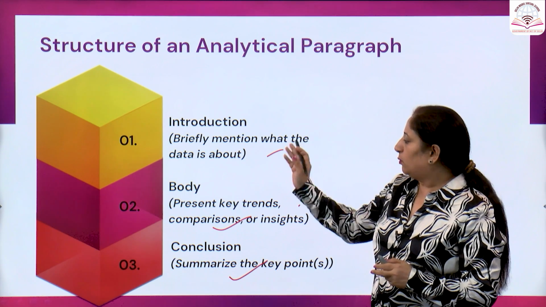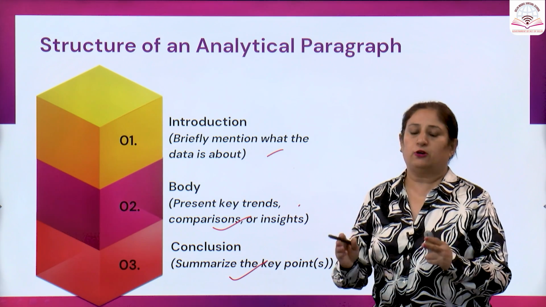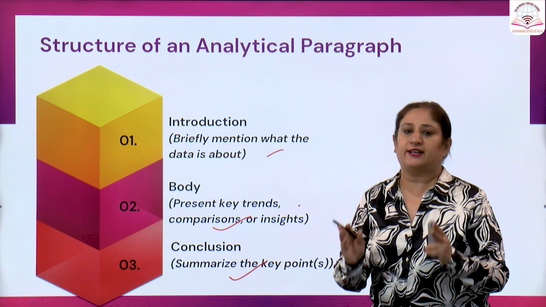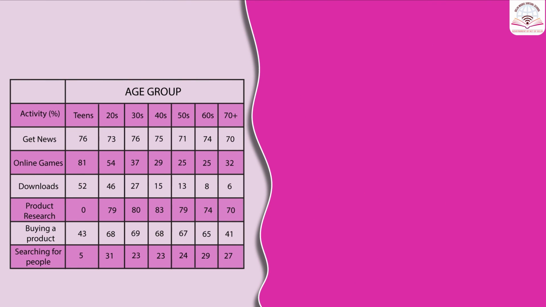Since we have seen the structure of an analytical paragraph, it's time for us now to see a sample analytical paragraph. This table shows details about the internet activities for 6 categories for different age groups. Write an analytical paragraph for the table given in around 150 words.